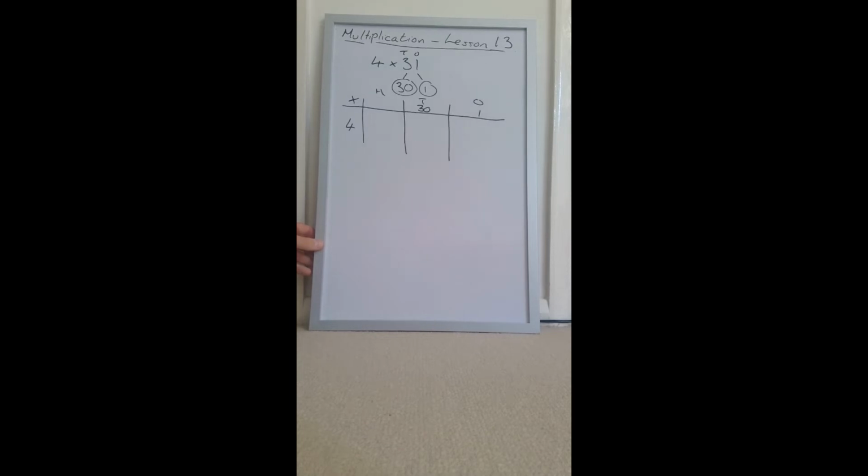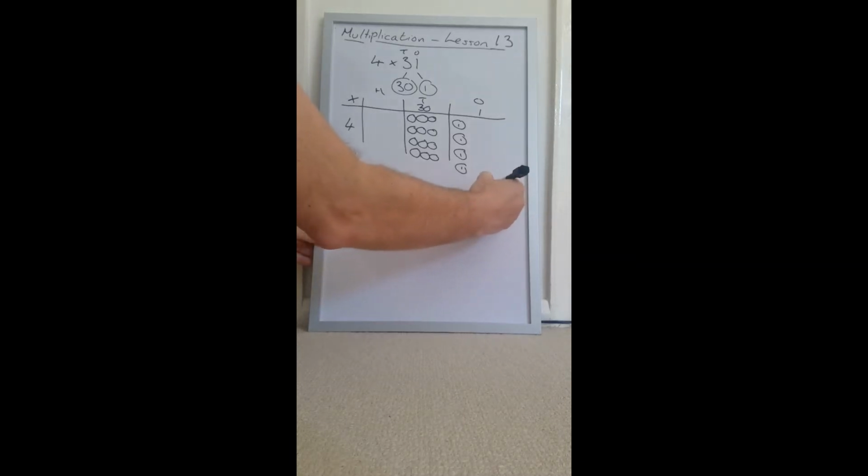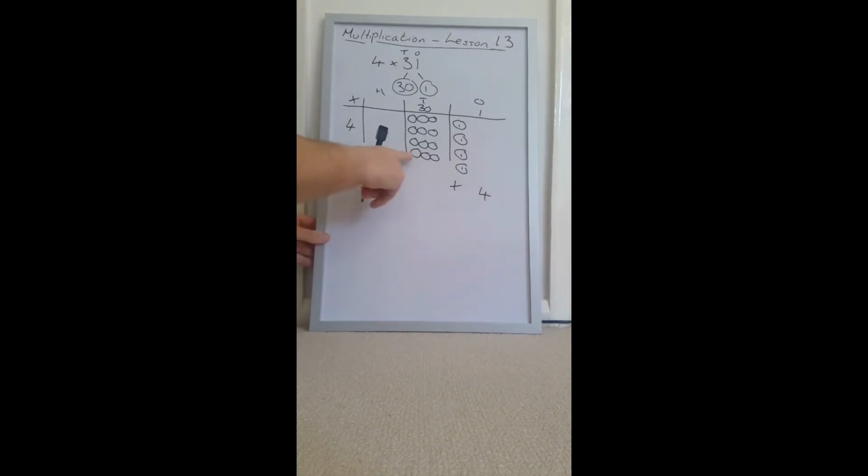Then we begin to solve using our counters. So 4 times 30, we have our 4 rows, and then the value of 30, so 10, 20, 30. Remember, the value of each counter is 10, and it's 4 times 1. So we just have our 4 individual counters, and each one's worth 1. We then begin to solve. If we look at this column, we realize that we may need to exchange, so we check.